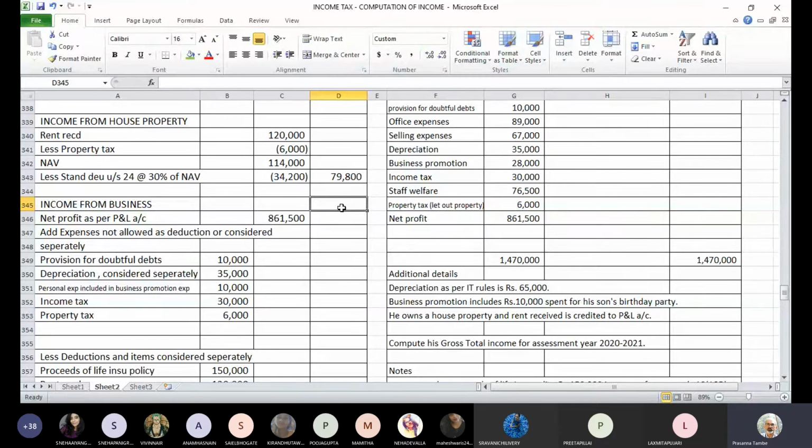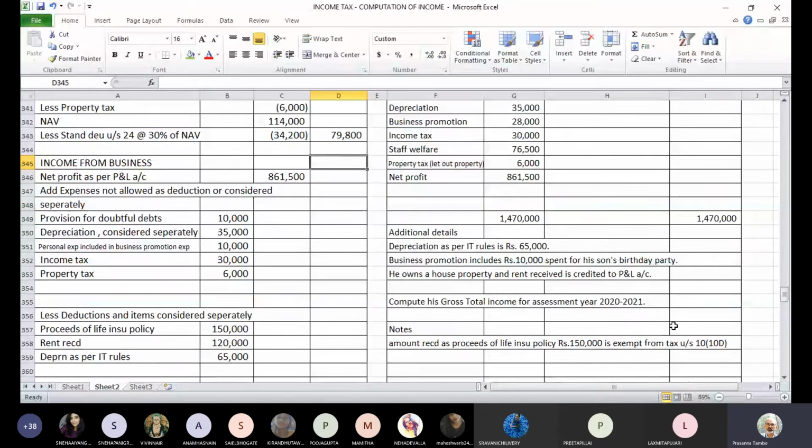Is everybody clear about the income from house property? Yes. Okay. So the property head is done. Now we come to the business income and we'll try to close that. I believe we have taken care of all the adjustments. Nothing is left out.